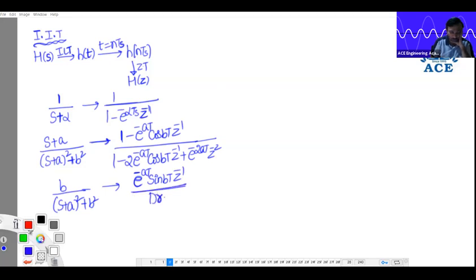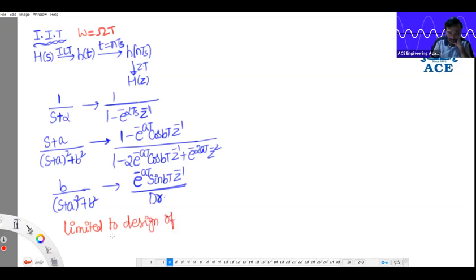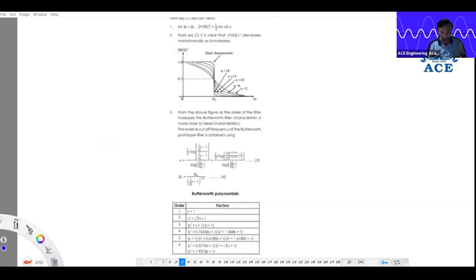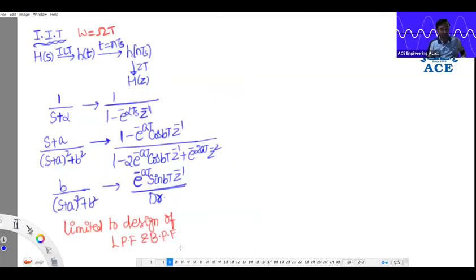But what is the disadvantage we observed for the impulse invariant technique? As analog and digital frequency are linearly proportional, it is limited to the design of which filters only? Low pass and band pass filters. High pass and band stop filters cannot be designed by this method. That is about the impulse invariant technique we learned.